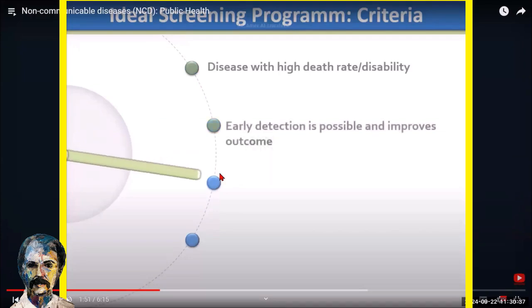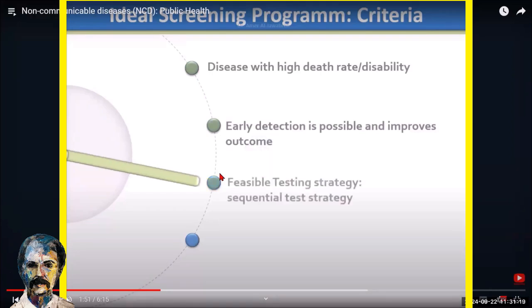Secondly, early detection is possible and improves outcome, both of them. Some diseases have no early detection. By the time you find it, it's already too late, so why do we screen? It's a waste of time and effort. Also, sometimes when you screen you get a positive, but we don't have the treatment, so you are not going to improve the patient. The patient is going to die anyway. So if early detection does not make any difference, or you don't have treatment for this patient, then there is no need for screening.